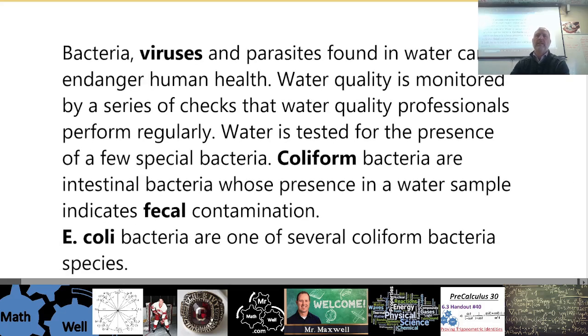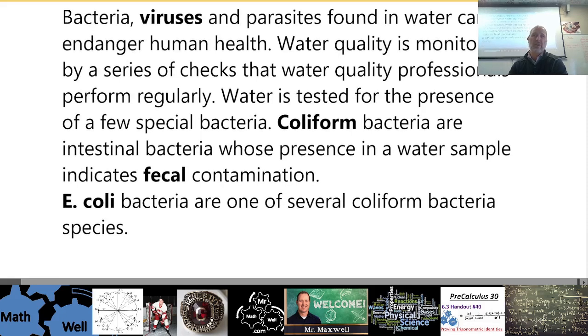Bacteria, viruses, and parasites found in water can endanger human health. Water quality is monitored by a series of checks that water quality professionals perform regularly. Water is tested for the presence of a few special bacteria. Coliform bacteria are intestinal bacteria whose presence in a water sample indicates some fecal contamination. So fecal is like your poop, right, or animal poop. So fecal contamination, you have this type of bacteria. E. coli is one that you've heard of. This is quite common, very, very bad for you.